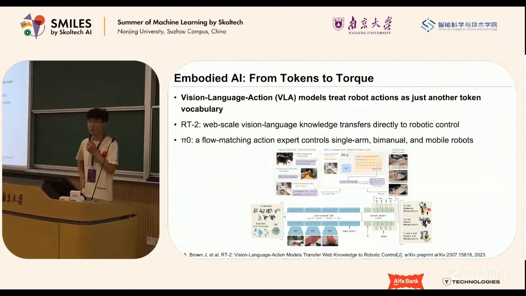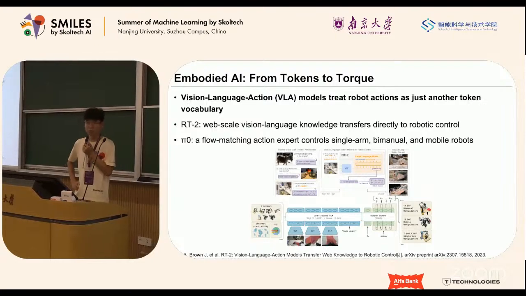Looking forward, embodied AI is a major future topic, such as vision-language-action (VLA) models that treat robotic control actions as just another set of tokens in the model's vocabulary. Systems like RT-2 demonstrate how web-scale vision-language pre-training can transfer directly to robotic manipulation tasks. More recently, models like Pi0 also use flow matching action experts to control single-arm, bimanual, and mobile robots, bridging the gap between digital tokens and physical movement.